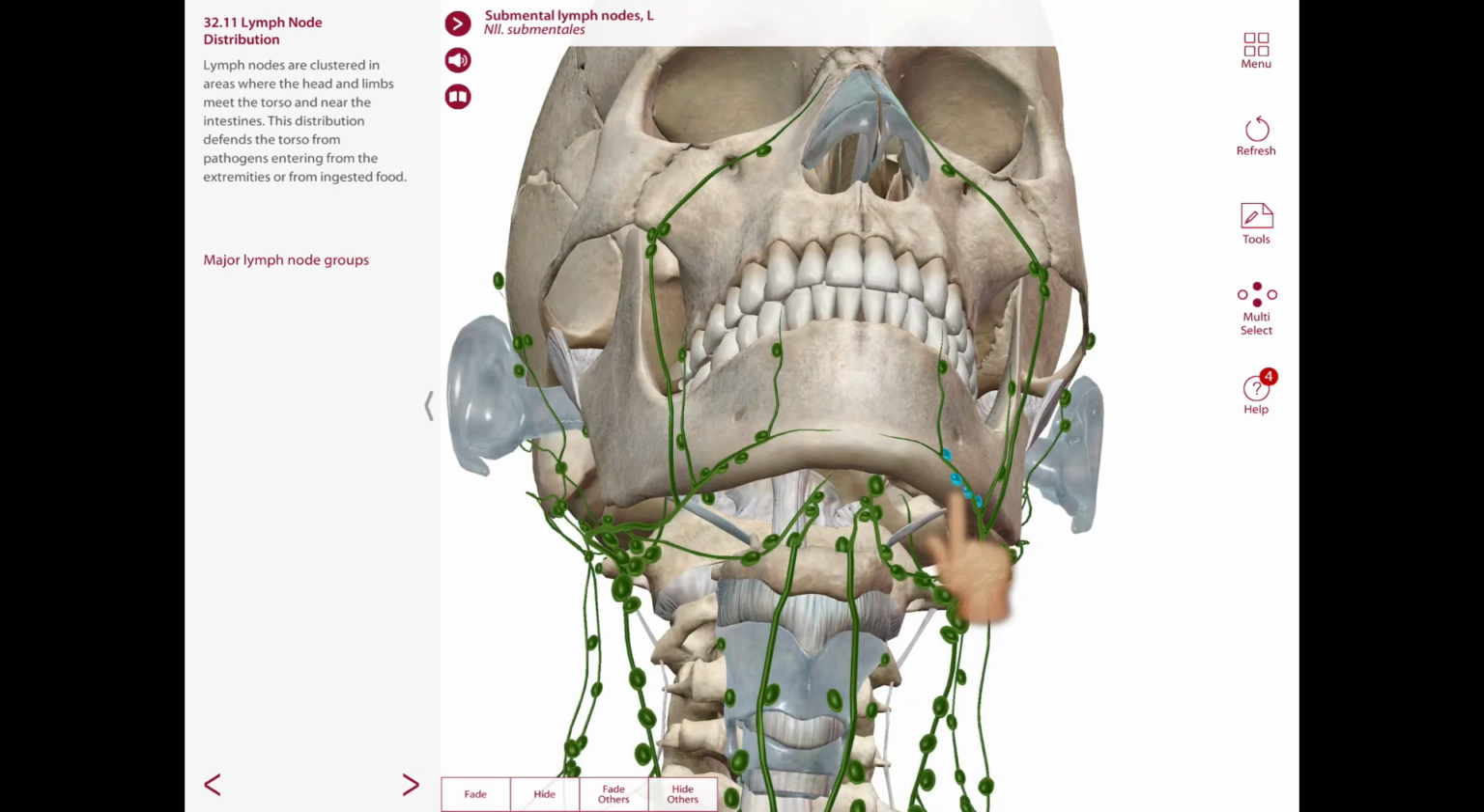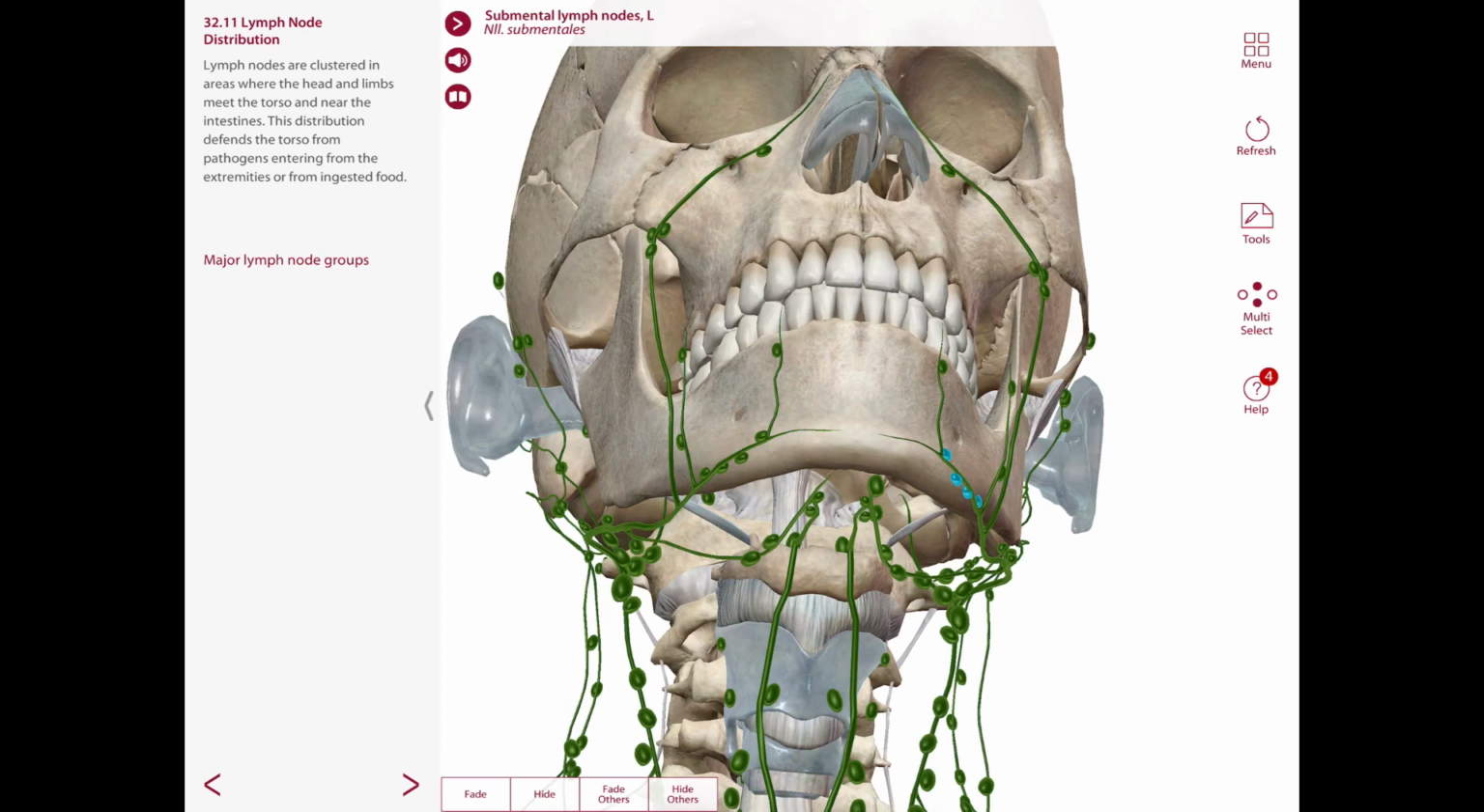We also have submental nodes. These are located in the submental triangle. They receive lymph from the tip of the tongue, anterior part of the floor of the mouth, the mandibular incisor teeth, and are associated also with the gingiva and a central part of the lower lip and chin.